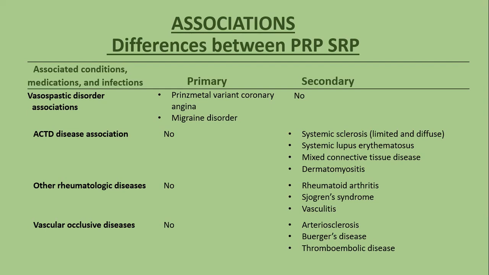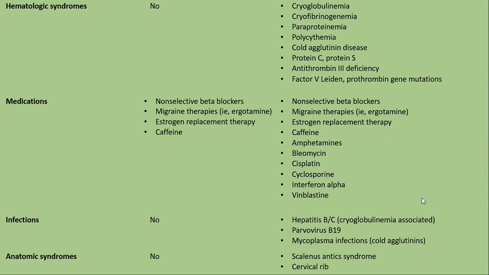Vasculo-occlusive diseases are also not associated with primary but associated with secondary. They include atherosclerosis, Buerger disease, and thromboembolic disease. No hematological condition is associated with primary, but cryoglobulinemia, paraproteinemia, polycythemia, cold agglutinin disease, and protein C and S deficiency are all associated with secondary phenomena. Medications associated with primary, mentioned before: non-selective beta blockers, migraine therapy, estrogen replacement therapy, and caffeine.